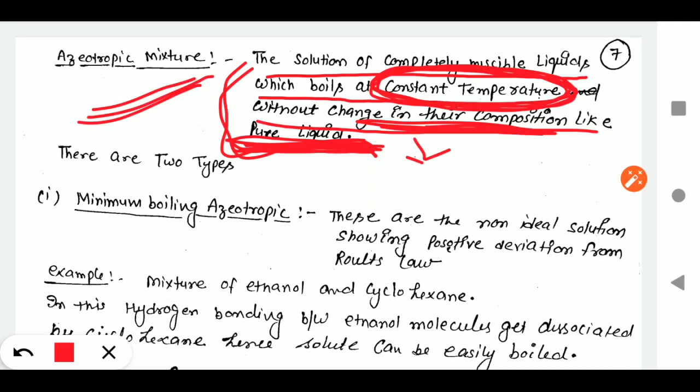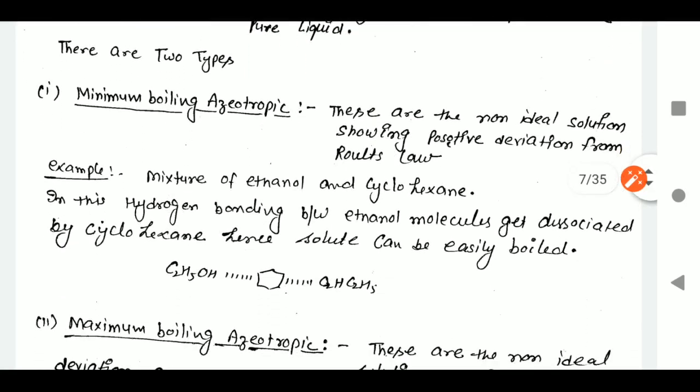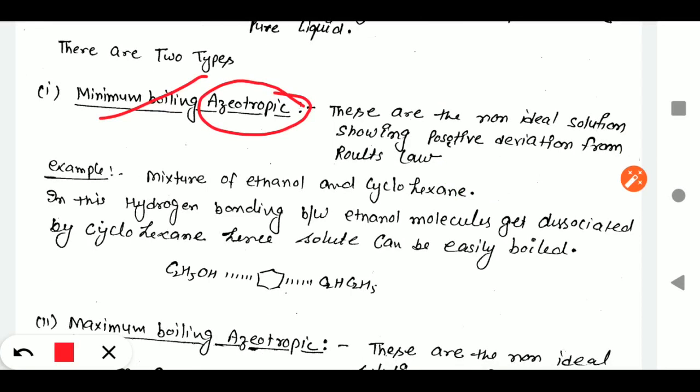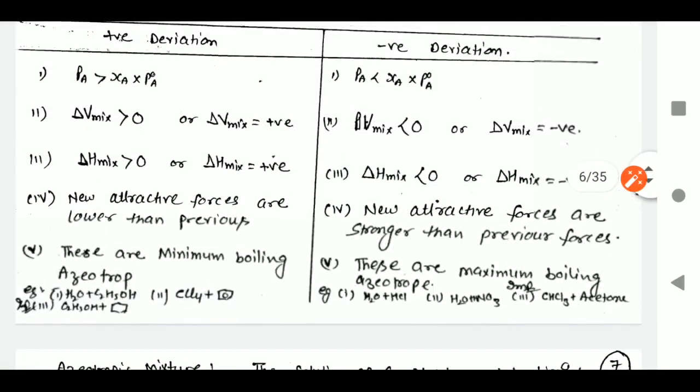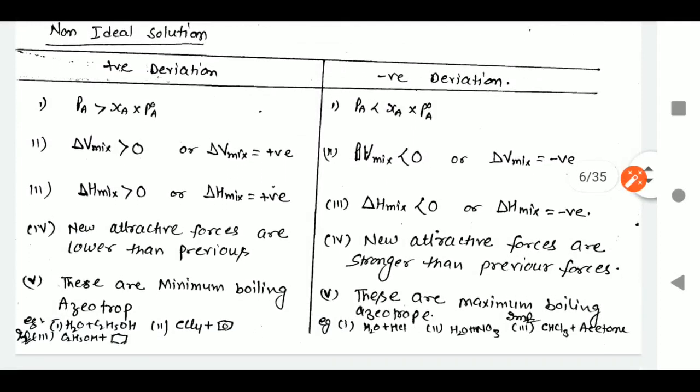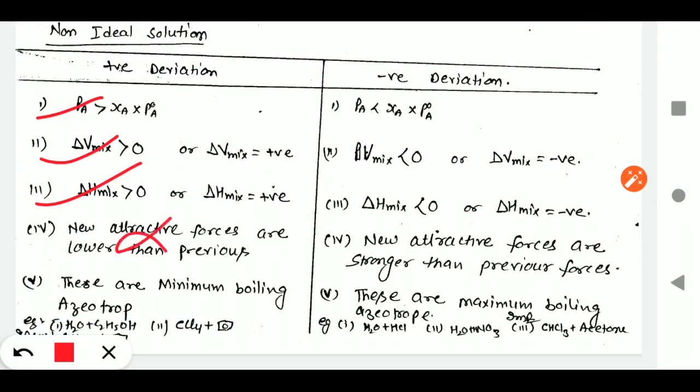So it is of two types. First is minimum boiling azeotrope. So students, minimum boiling azeotropes are the mixtures which show positive deviation. Yesterday I told you about positive and negative deviation. This one will show PA greater than XA P naught A, delta V mixing greater than 0, delta H mixing greater than 0, and new interactions will be broken down.